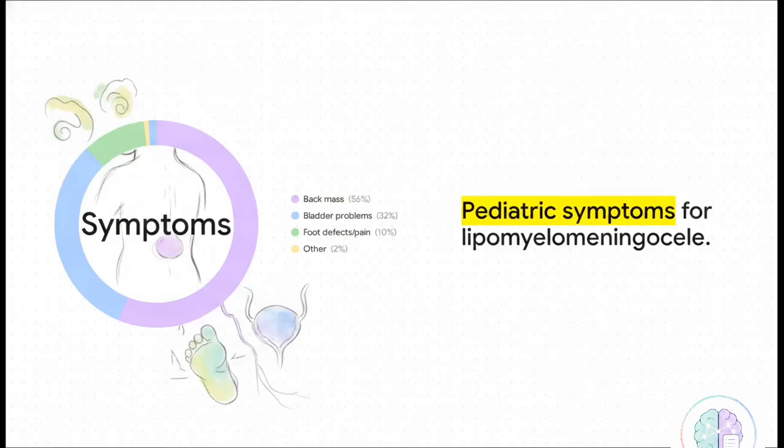Let's break down exactly how these kids are presenting in the clinic. The dominant presentation, bringing in about 56% of patients, is simply a visible back mass. The parents see it and bring them in. The next major group, sitting at 32%, presents primarily with bladder problems. And that, of course, is a direct functional result of that neurological tethering we just talked about. Finally, about 10% are brought in because of foot deformities, varying degrees of paralysis, or leg pain.